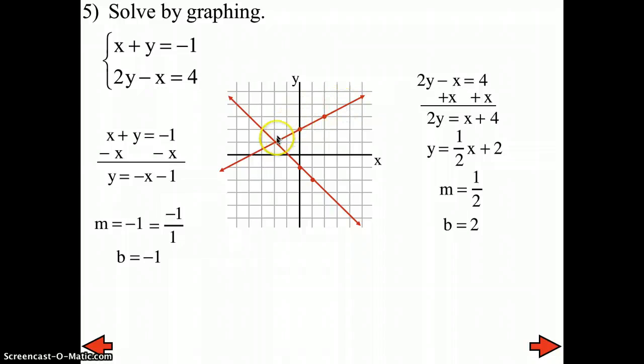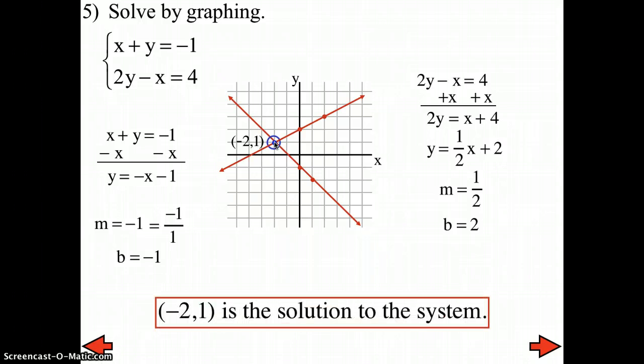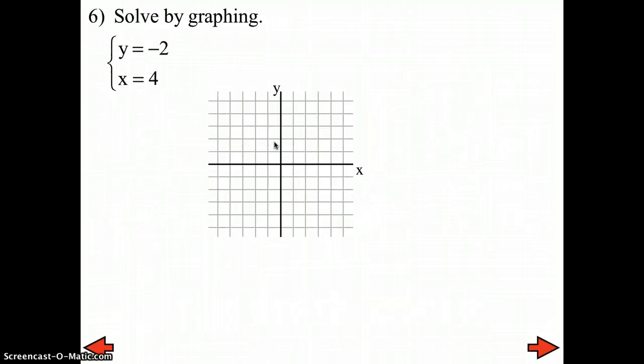So notice here I actually have an intersection. That point where both lines intersect is my solution. It's -2, 1. So the solution for this graph would be -2, 1. So let's go ahead and continue with some more examples.